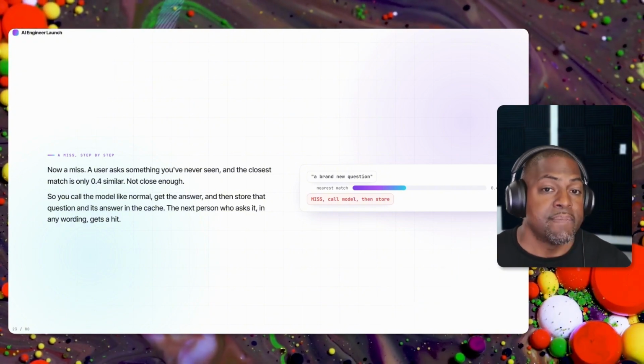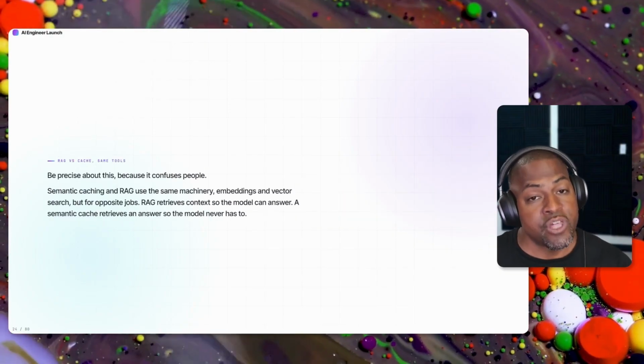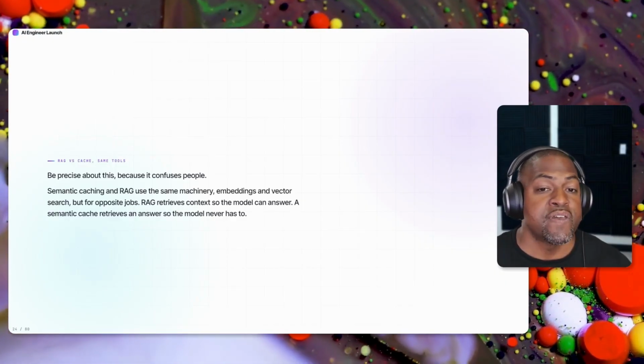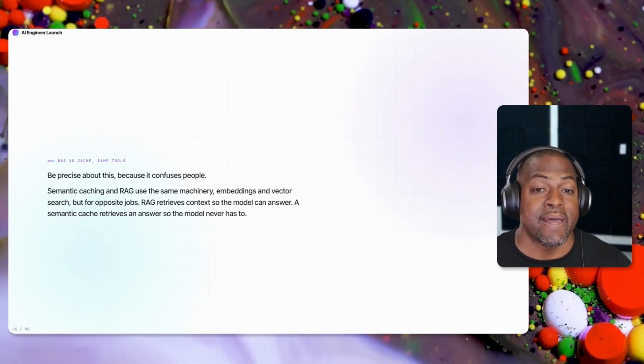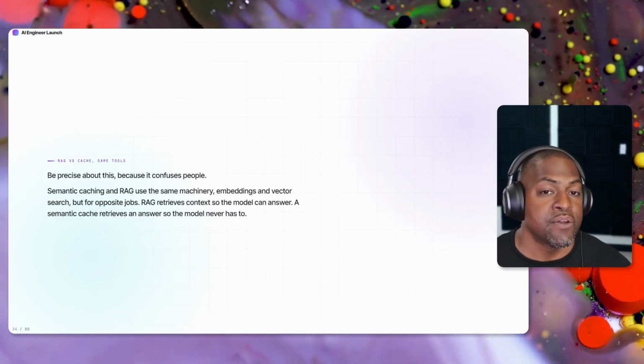Be precise about it, because it confuses people. Semantic caching and RAG use the same machinery, embeddings and vector search, but for opposite jobs. RAG retrieves context so the model can answer. A semantic cache retrieves an answer so the model never has to. That's why the savings are bigger than they look.